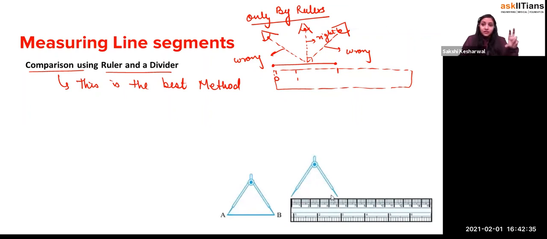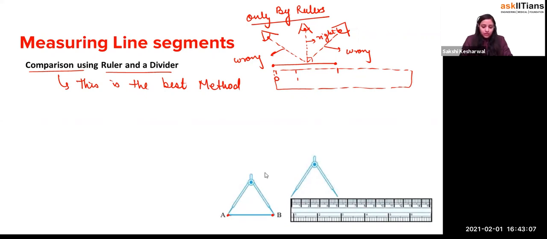Now here the divider screws are very tight, so you have to be a little bit careful. You don't have to just press it down here and there. When you take the divider very properly, put it here and here, and then put this directly on the scale, you will get the accurate answer. Whether you start from zero or any position, you will directly get the definite answer. This is the most appropriate method for measuring a line segment, but I have seen students not using it very much, right?